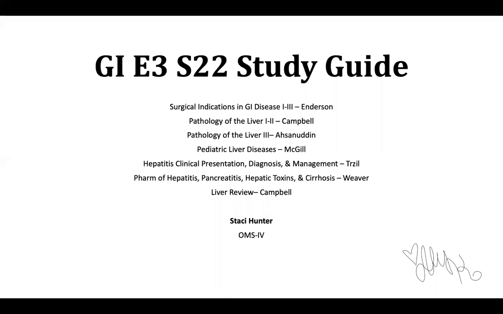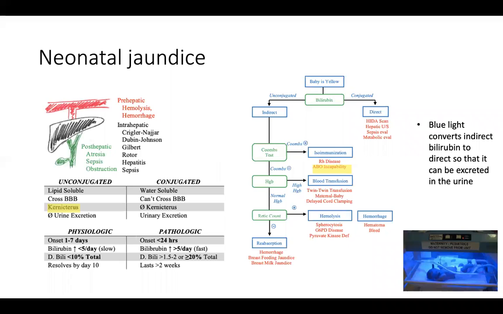All right, last lecture before your exam. So let's go over pediatric liver disease. Okay, so let's look at neonatal jaundice. He had several slides on this. So there's two really types of jaundice. There's unconjugated and conjugated jaundice.